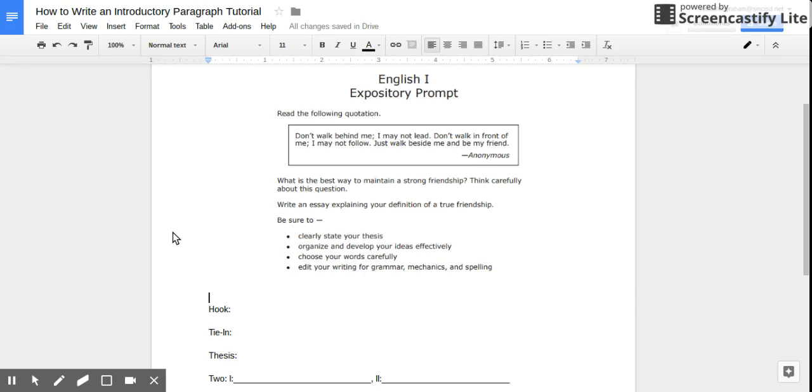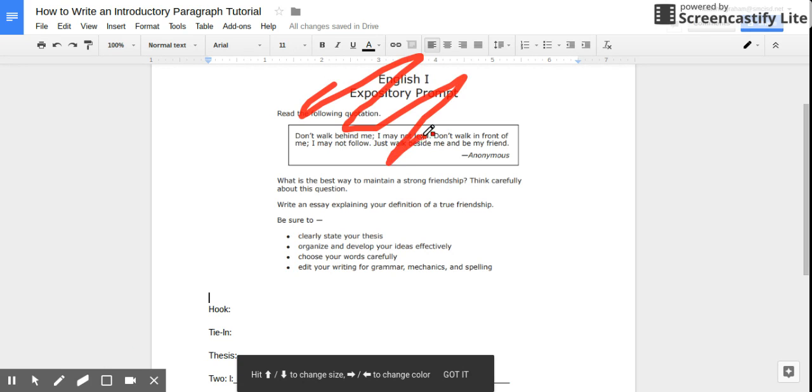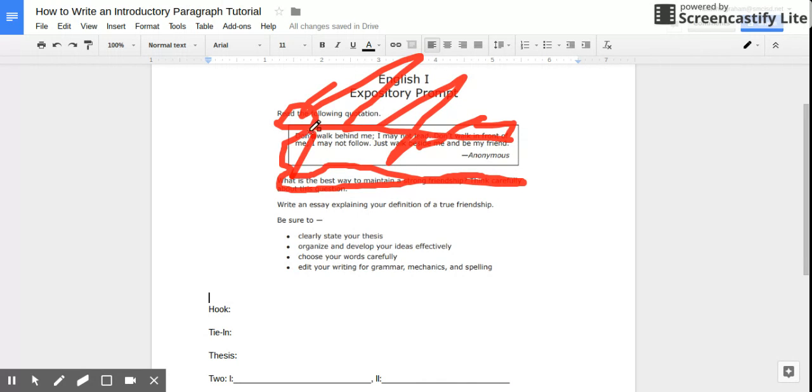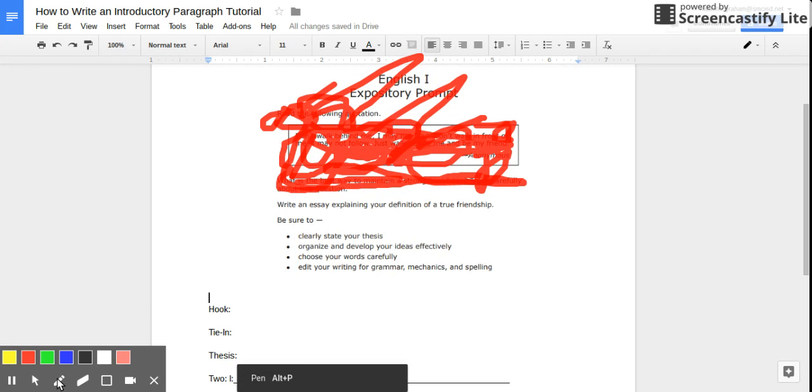As your teacher should have already shown you, anytime you're presented with the prompt, the first thing that you need to do is go ahead and cross all of this out, all of this right here. This tends to confuse students more than it does help. So let's just go ahead and get rid of it. Don't even want you to read it. Don't even want you to look at it.